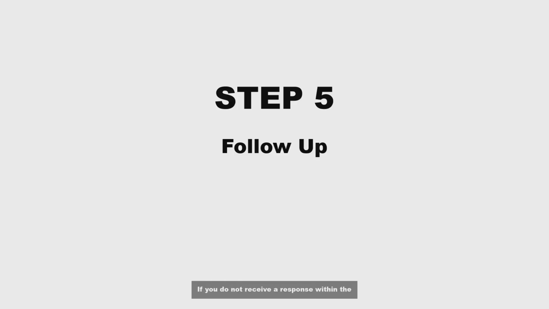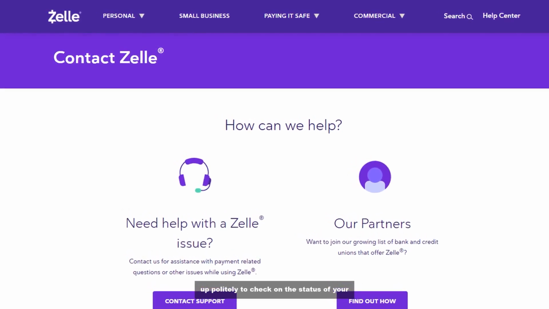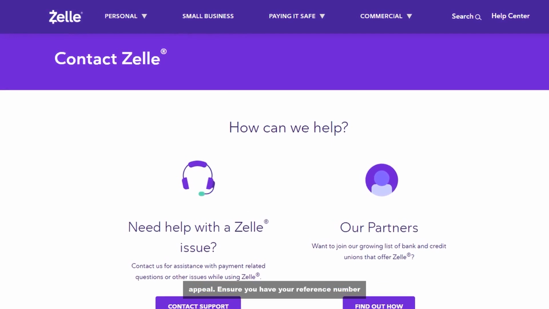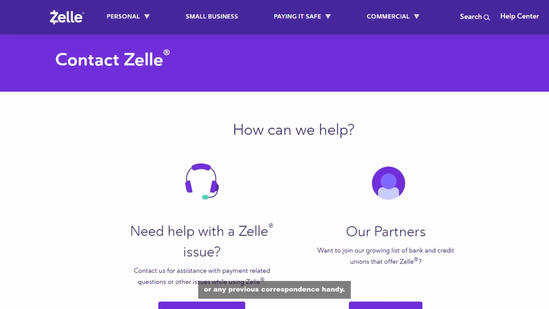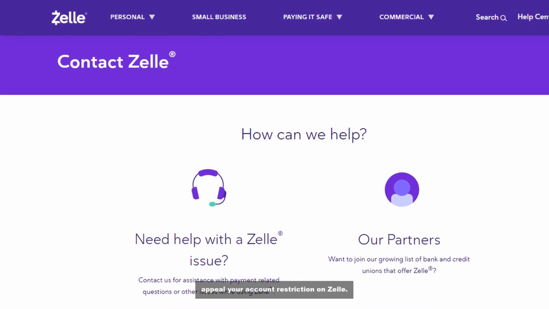Step 5. Follow up. If you do not receive a response within the timeframe given by customer support, follow up politely to check on the status of your appeal. Ensure you have your reference number or any previous correspondence handy. By following these steps, you can effectively appeal your account restriction on Zelle. Good luck!